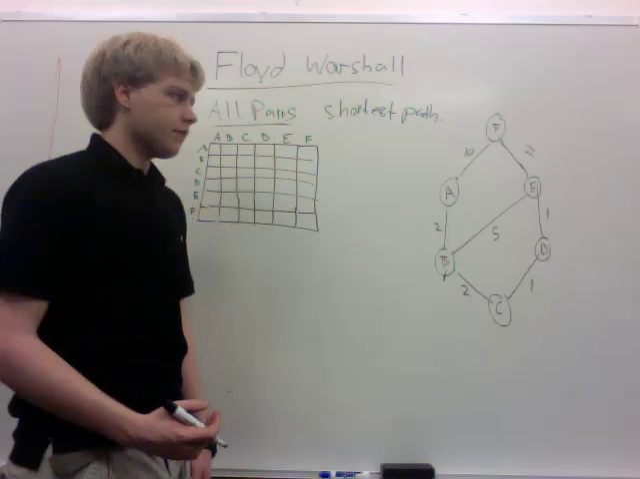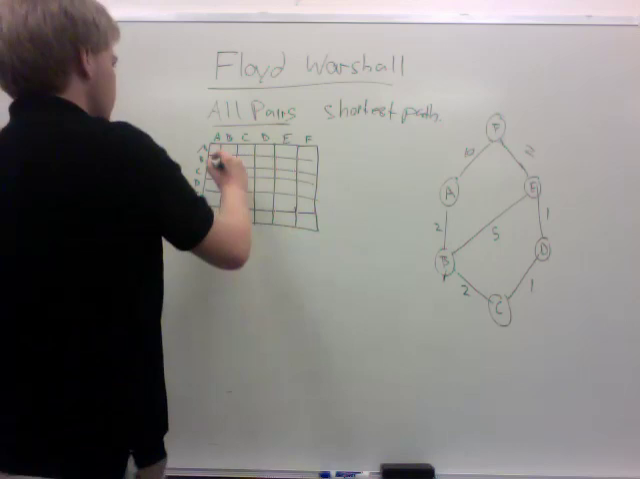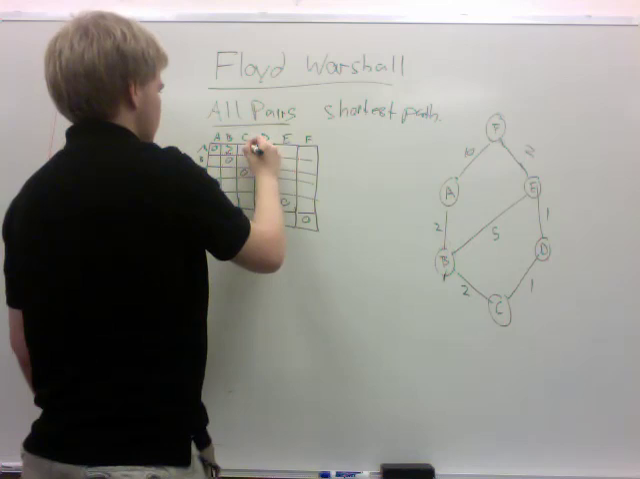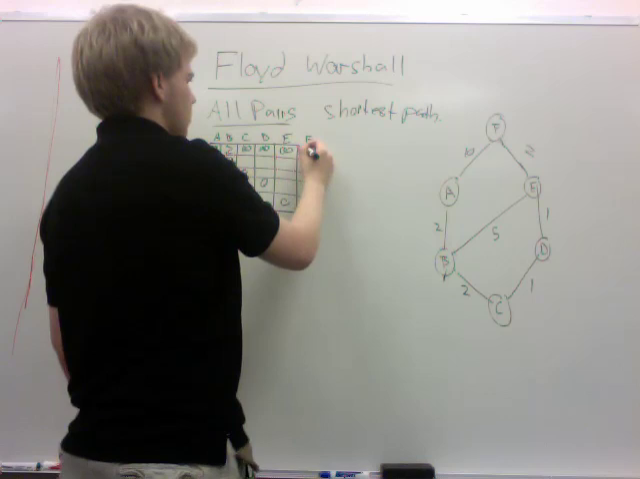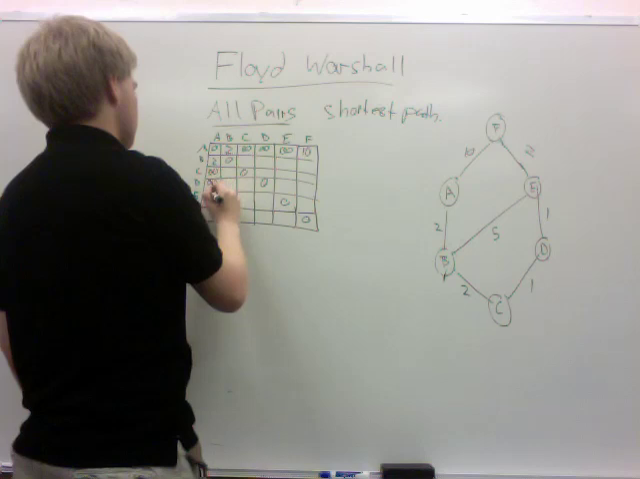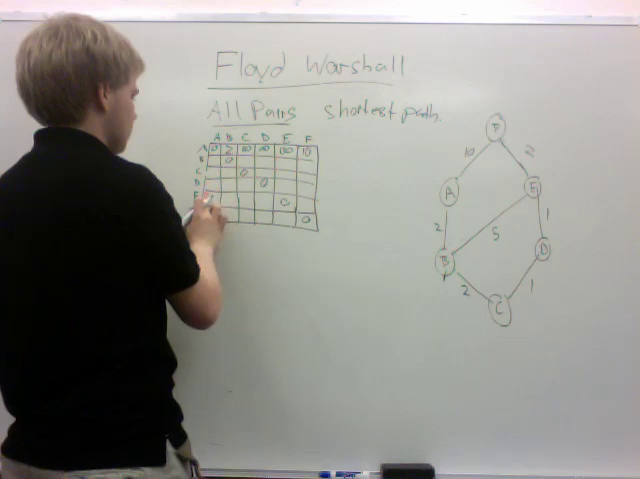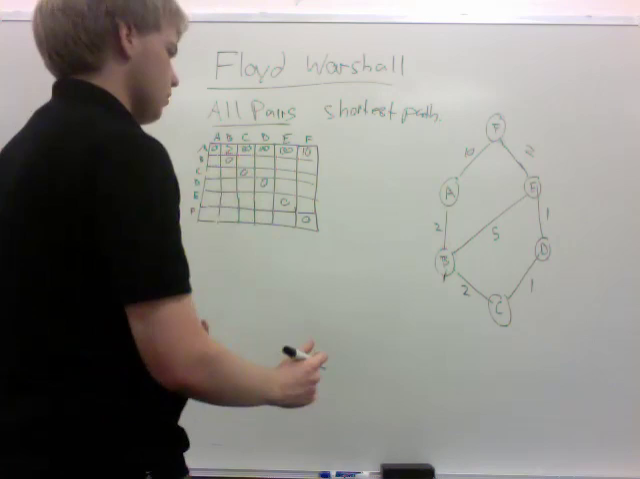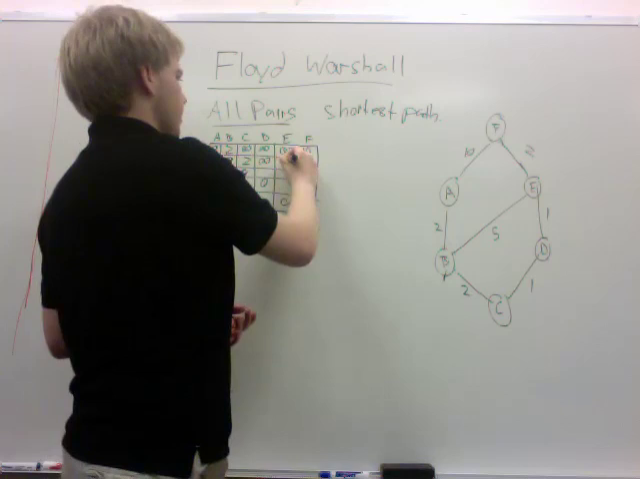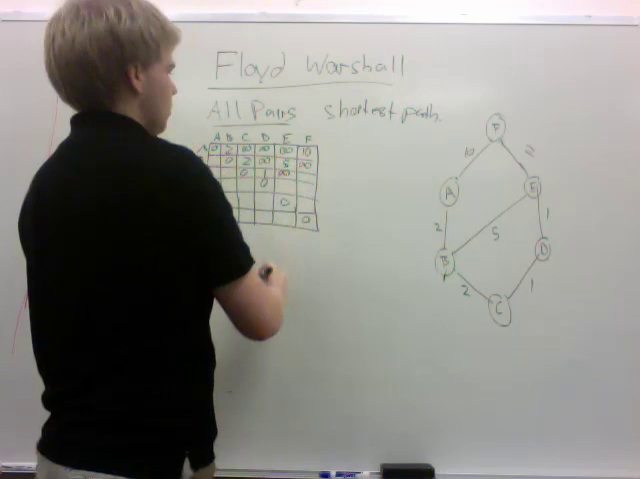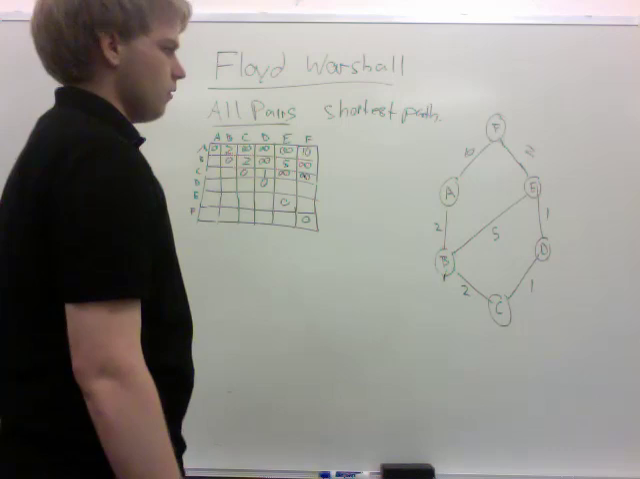So first let's fill it out based on the graph. So zeros on the diagonal, A to B is 2, A to C is infinity, A to D, infinity, A to E, infinity, A to F, 10. B to C, I'm just not going to draw the diagonal because it's going to be the same. So then B to C, 2, B to D, infinity, B to E, 5, B to F, infinity. C to D is 1, C to E, infinity, and C to F is infinity as well. D to E, 1, D to F infinity, and E to F, 2.